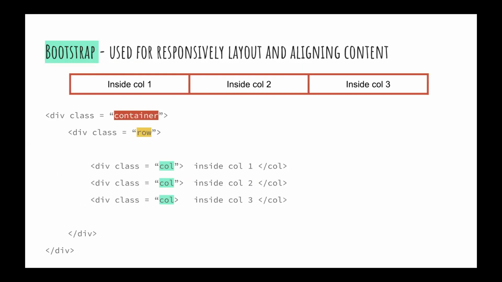Then we have Bootstrap. As Frank mentioned, Bootstrap is used for responsive layout and aligning content. It's very useful in that you don't really need to use media queries, because basically what responsive means is that if we have a desktop view and we change it to an iPhone view, everything inside should change with it. If it's not responsive, then your elements will just go all over the place. So Bootstrap is very helpful for that.